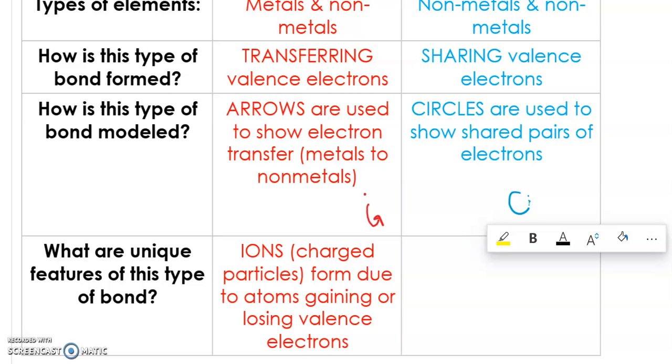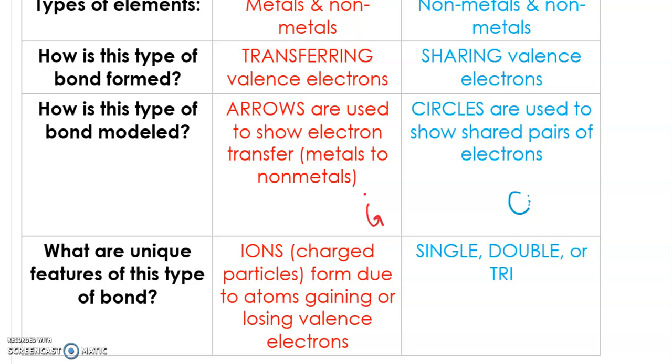Covalent bonds do not form ions. Instead, covalent bonds have either single, double, or triple bonds. These form due to sharing pairs of valence electrons.